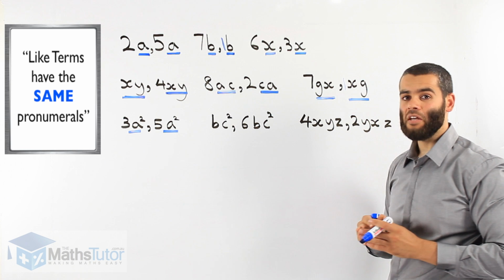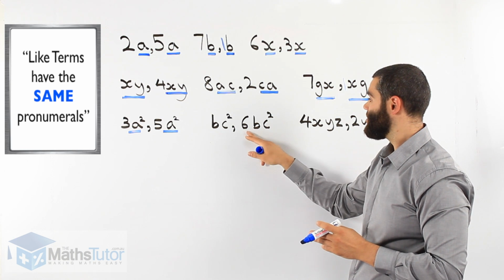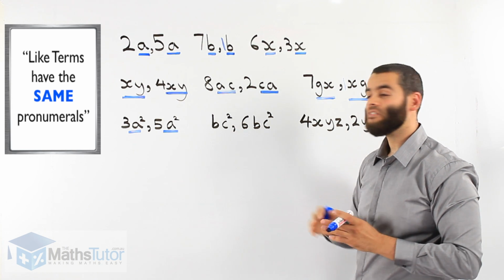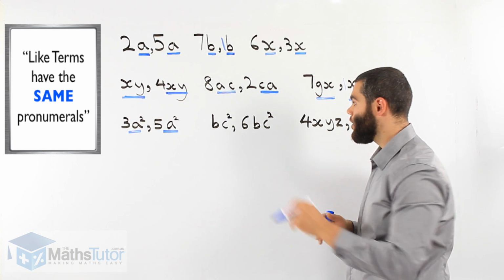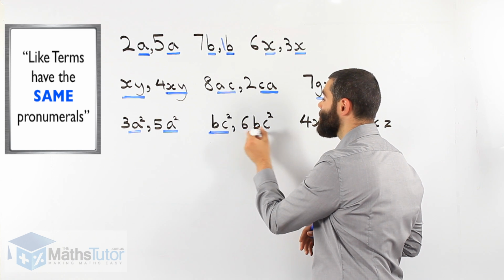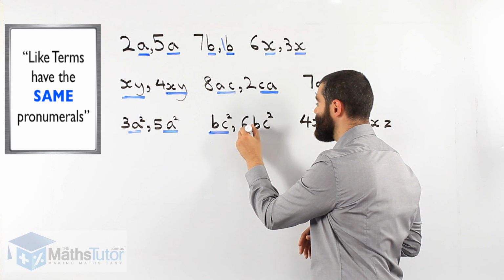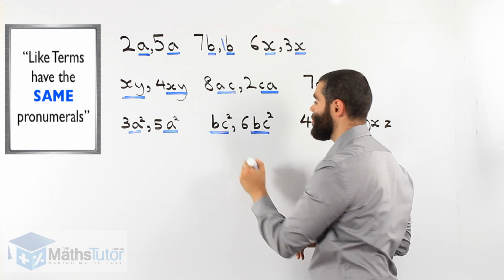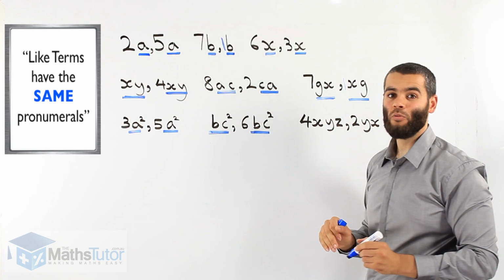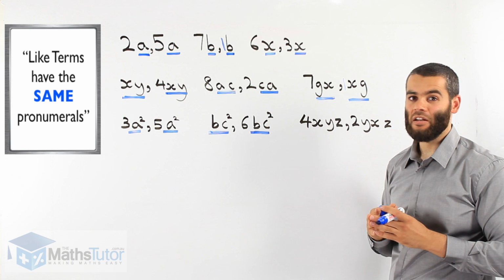BC squared is another example. And we have 6BC squared. These here, we ask, are they like terms? Well, we have BC squared here. We have 6BC squared here. So we have a BC squared and a BC squared. Yes, BC squared and 6BC squared are like terms. They can be added or subtracted.